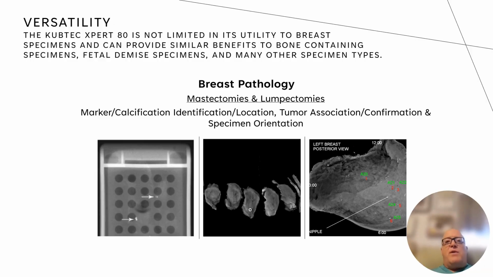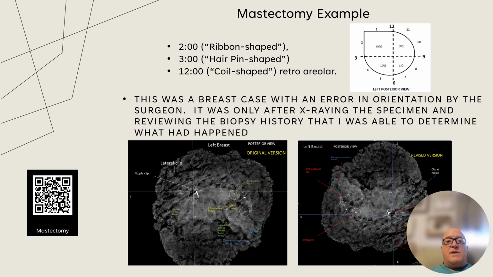There's a lot of versatility with the KUBTEC system, not only breast pathology, but other things as well. With breast pathology, we're talking about identifying the marker, calcifications, and the identification and location of these markers. We're talking about the association of tumor, or confirmation that we got the right area, and also specimen orientation. So let's go through these.